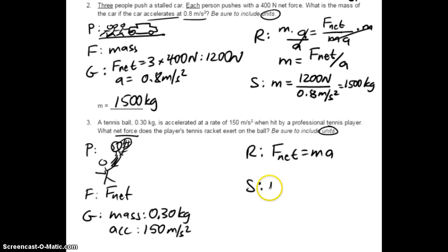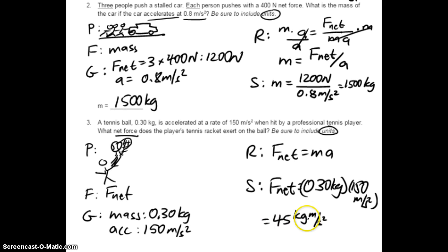Let's go ahead and solve this. So our net force is equal to our mass, 0.30 kilograms, times 150 meters per second squared, and we get 45 kilogram meters per second squared, and we normally call that newtons. So 45 newtons is our solution here.